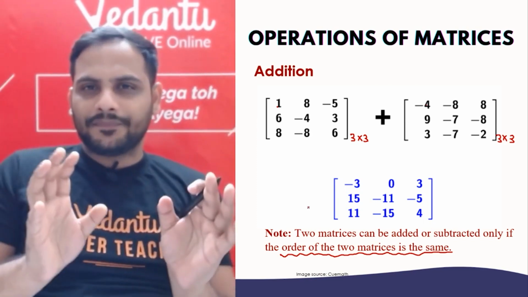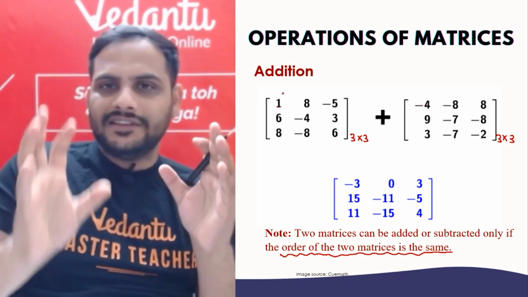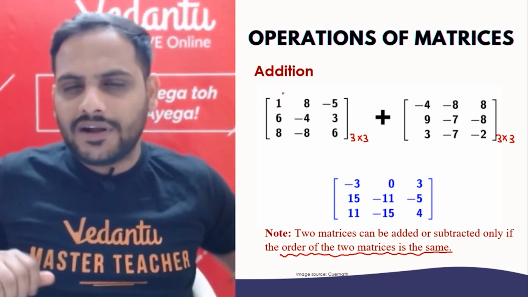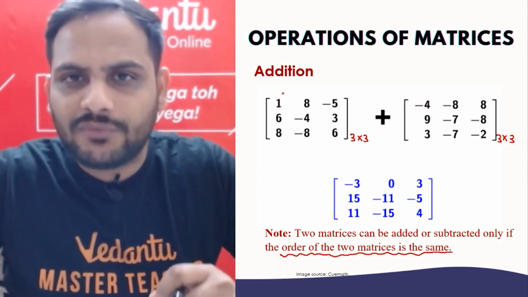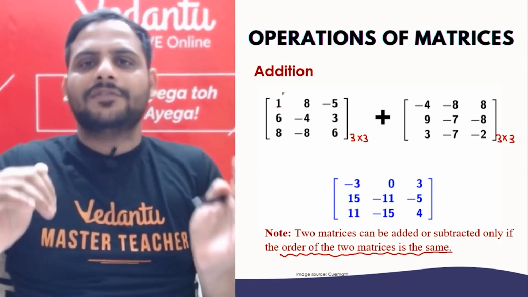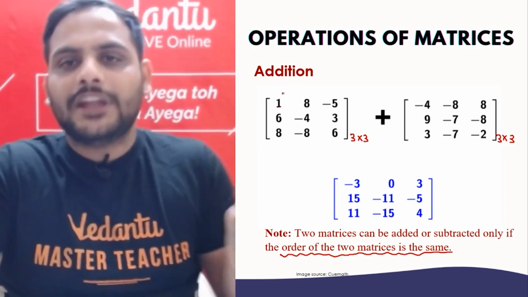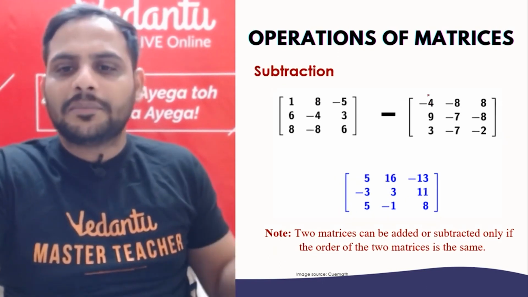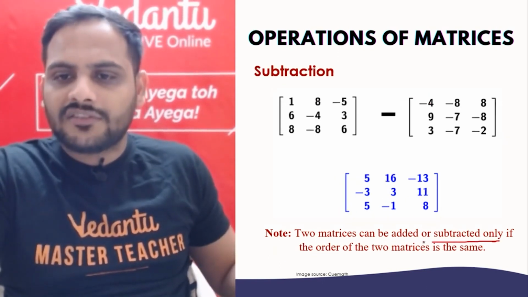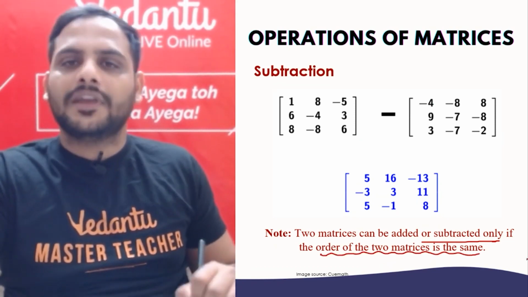Now understand. You saw I am adding the corresponding elements, and if the two matrices are not of the same order, there won't be any corresponding elements for them, right? So that's why we will add the corresponding elements, and that is why the order must be the same. Now in subtraction, we subtract the corresponding elements, and remember here also the order must be the same, right?